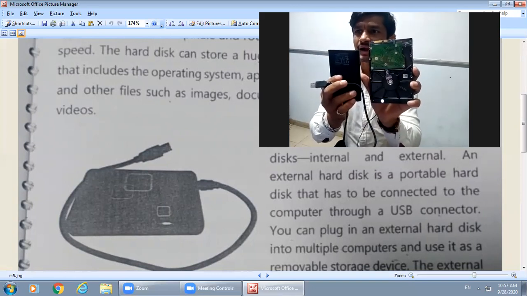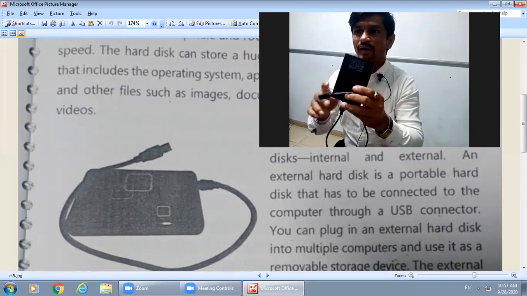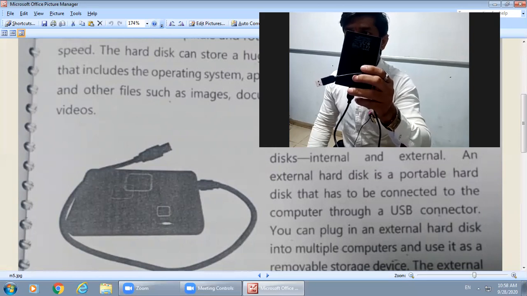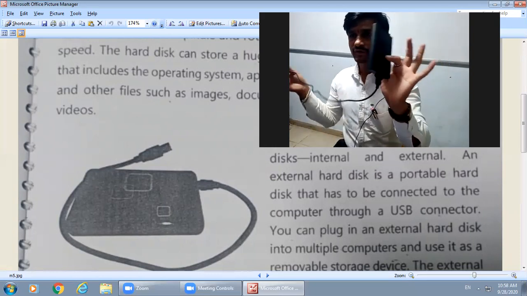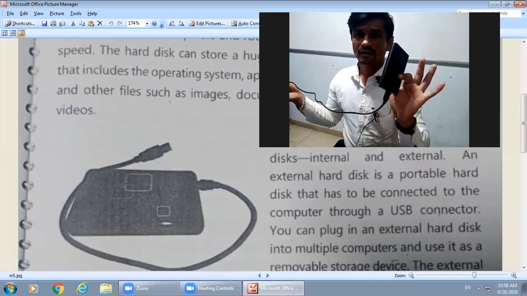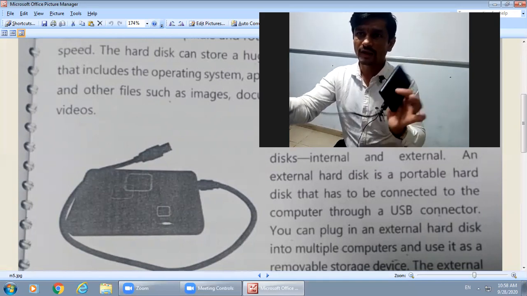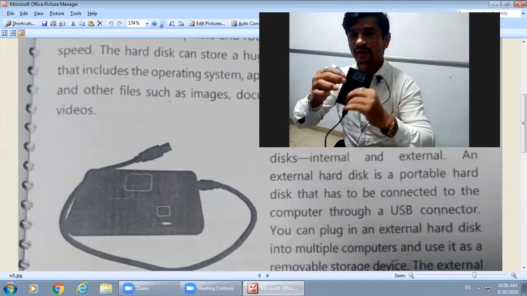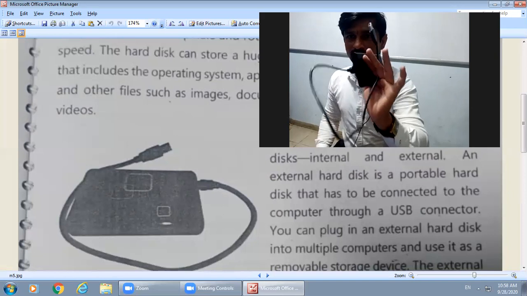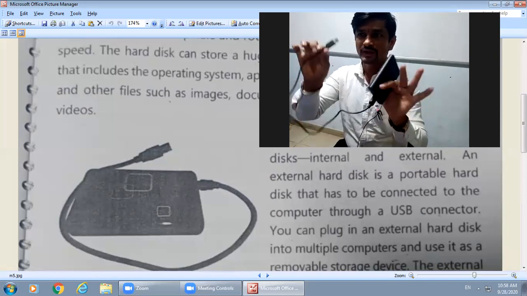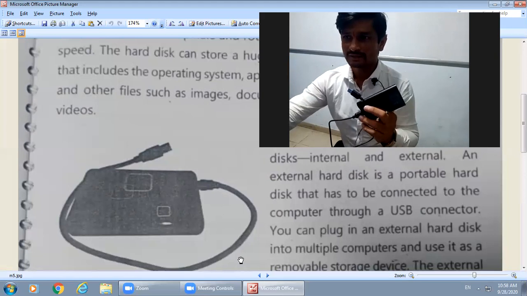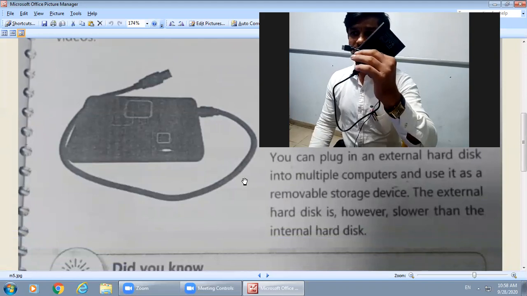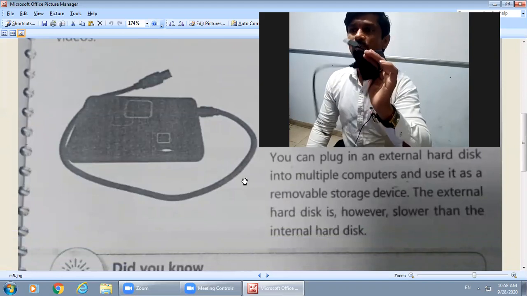An external hard disk is a portable hard disk that has to be connected to the computer through a USB connector. It is portable, which means we can move it anywhere and attach it to any CPU, laptop, or computer device. You can plug an external hard disk into multiple computers and use it as a removable storage device.